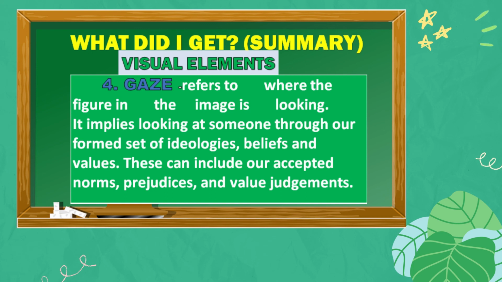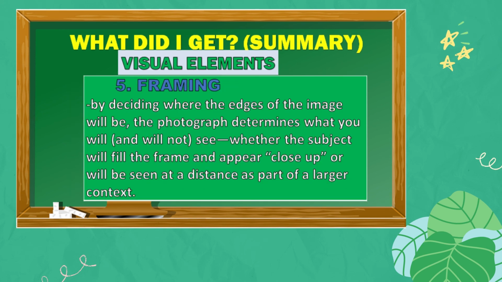Another visual element, we have gaze. It refers to where the figure in the image is looking. It implies looking at someone through our formed set of ideologies, beliefs, and values. This can include our accepted norms, prejudices, and value judgments. Another visual element, we have framing. By deciding where the edges of the image will be, the photograph determines what you will and will not see, whether the subject will fill the frame and appear close up or will be seen at a distance as a part of a larger context.